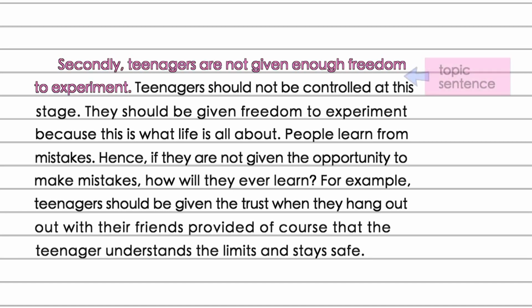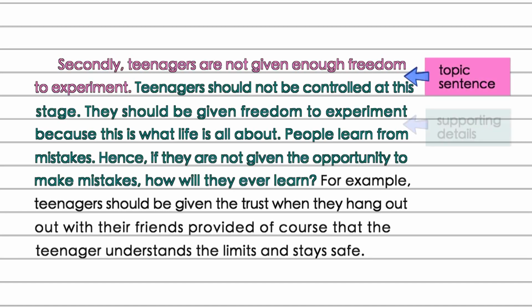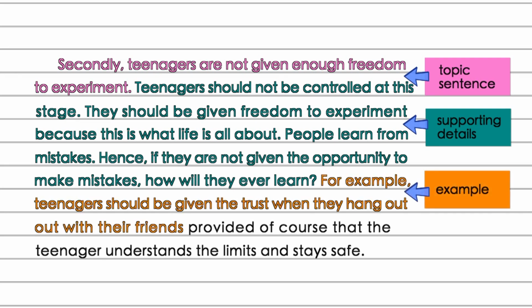Again, this is my topic sentence. This is my supporting detail. I'm explaining why teenagers should be given freedom to experiment. This is an example to support my main points. And this is my consolidation for the second paragraph. Again, repeat the same process for the third paragraph.